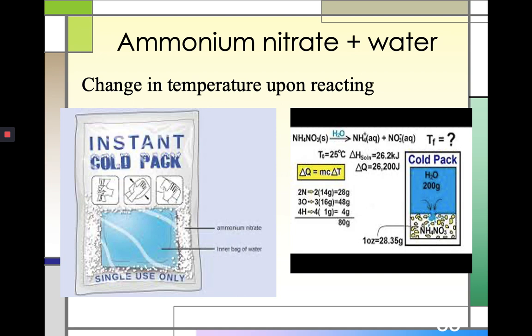So whenever you let two substances mix or react with each other, as long as you've noticed that it gets hotter or it gets colder, then we say that there is a change in temperature. So there is a chemical change or chemical reaction that is happening.